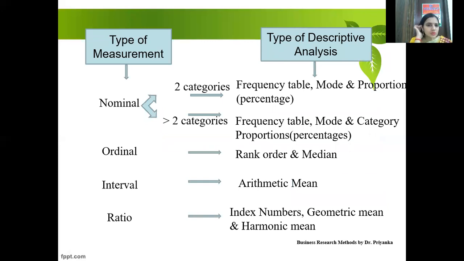So here's a chart for you. Type of measurement: for nominal data, if only two categories are there, then you can go for frequency table or mode and proportion, right? If more than two categories are there, then you can go with frequency table, mode, and category proportions. For ordinal measurement, you can go with rank order and median. For interval measurement, you can go with arithmetic mean. For ratio data, you can go with index numbers, geometric mean, and harmonic mean.